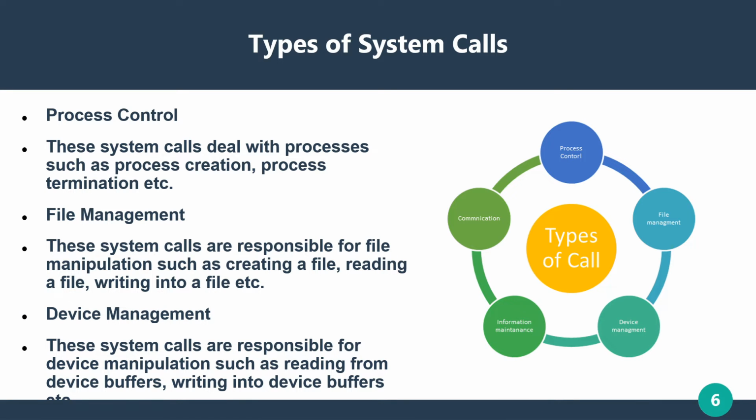Types of system calls. Process control system calls. These system calls deal with processes such as process creation, process termination, etc. File management. These system calls are responsible for the file manipulation such as creating a file, reading a file, writing into a file, etc. Device management. These system calls are responsible for device manipulation such as reading from the device buffers, writing into the device buffers, etc.